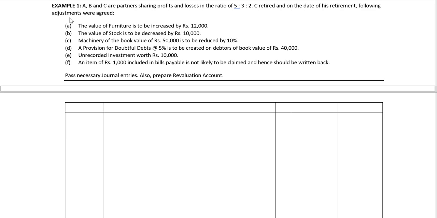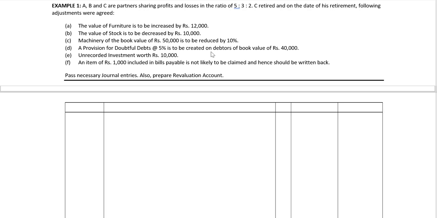Example 1. A, B and C are partners sharing profits and losses in the ratio of 5:3:2. C retired, and on the date of his retirement, the following adjustments were agreed. A. The value of furniture is to be increased by rupees 12,000. Point B. The value of stock is to be decreased by rupees 10,000. Point C. Machinery of the book value of rupees 50,000 is to be reduced by 10%.